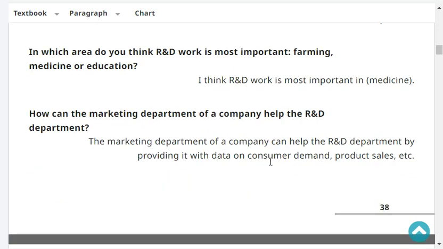How can the marketing department of a company help the R&D department? The marketing department of a company can help the R&D department by providing it with data on consumer demand, product sales, etc. Very good.